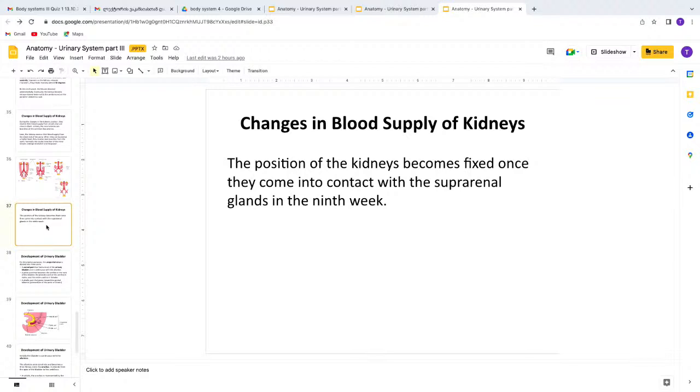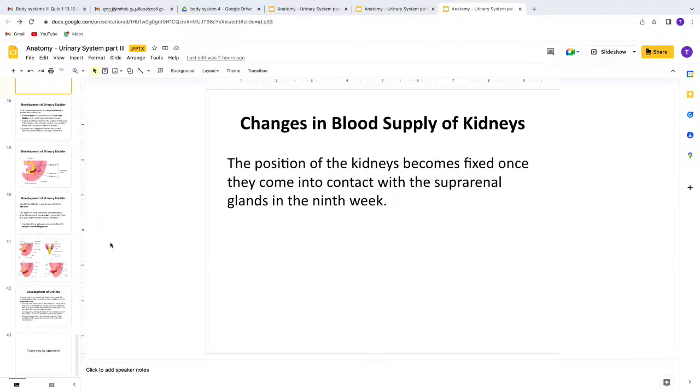So when the position of the kidneys becomes fixed, they come into contact with the suprarenal glands in the 9th week. Before, they are apart, and at 9 weeks they come together and become a pair, of course.